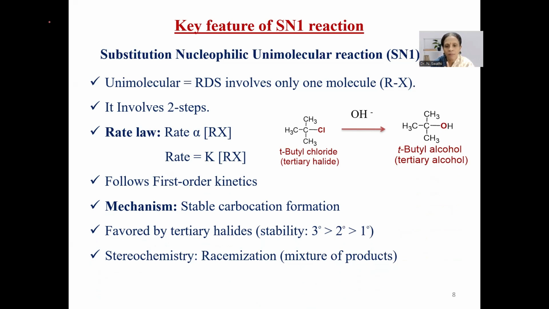We have to look into the stability of carbocations. As you are aware, tertiary alkyl halides are more stable here. That is the reason tertiary halides will be preferring SN1 reactions, because from tertiary alkyl halides only we can get tertiary carbocations in the rate determining step. And stereochemistry, as you have seen, involves racemization, because we will be getting a mixture of both stereoisomers, both levo and dextro isomer will be formed.